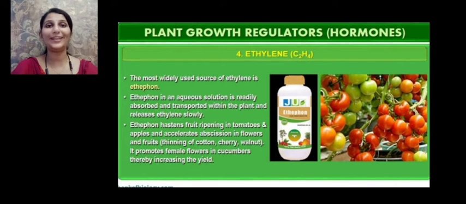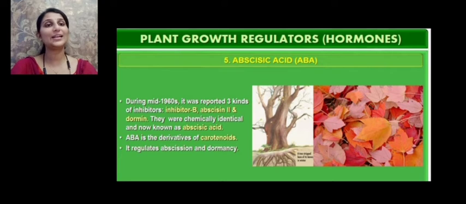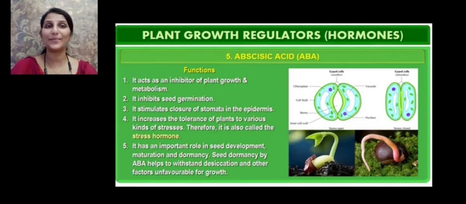So that's about the inhibitor ethylene. Now let's learn about ABA or abscisic acid. During the mid-1960s, three kinds of inhibitors were reported: inhibitor B, abscisin II and dormin. They are chemically identical and now these three are called abscisic acid or ABA. ABA is a derivative of carotenoids and it regulates abscission. The name abscisic acid, it regulates abscission and dormancy.